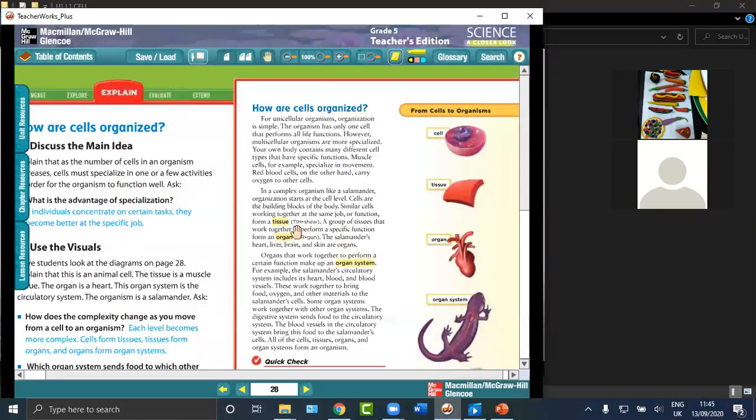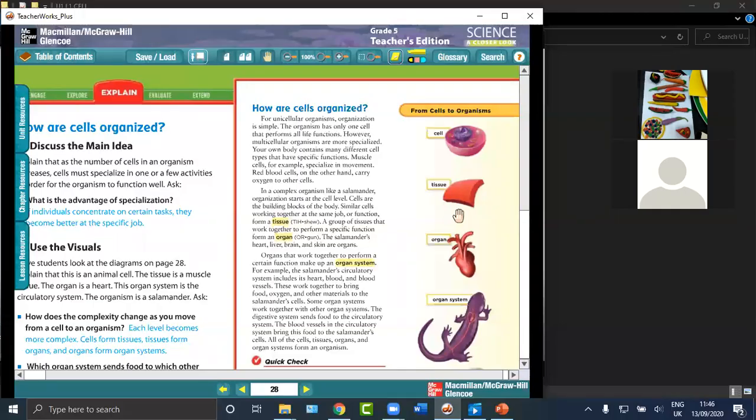If we want to ask you some questions: now, how do organs compare to organ systems? We learned tissue and the definition of tissue, but I want to ask you a question. How do organs compare to organ systems?